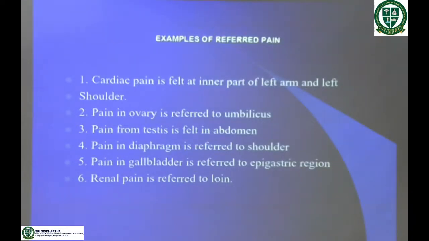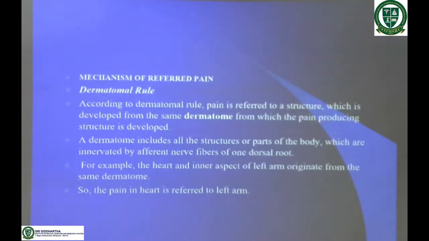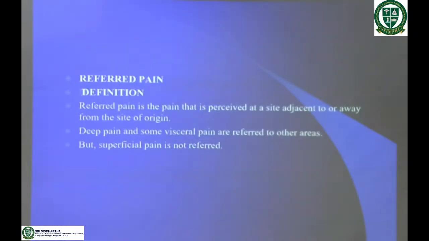Other examples for referred pain: pain in the ovary is referred to the umbilicus, pain in the testes is felt in the abdomen, pain in the diaphragm is referred to the shoulder, gallbladder pain is referred to the epigastrium, and renal pain is referred to the loin. The mechanism, as I told, is the dermatomal rule. The definition is a pain that is perceived at a site adjacent to or away from the site of origin. Usually deep pains are the ones which are referred rather than superficial pain.